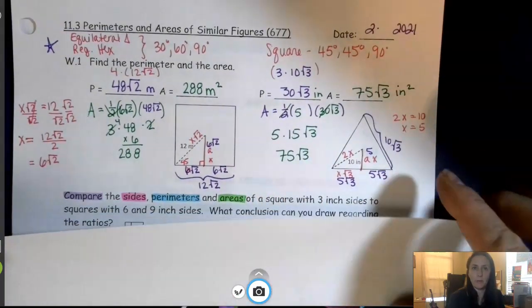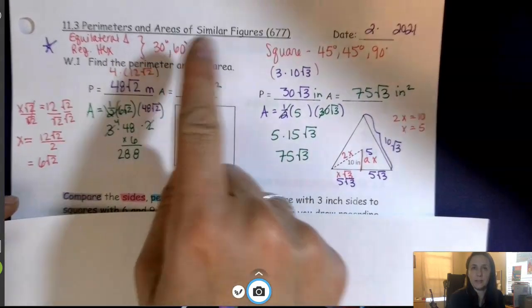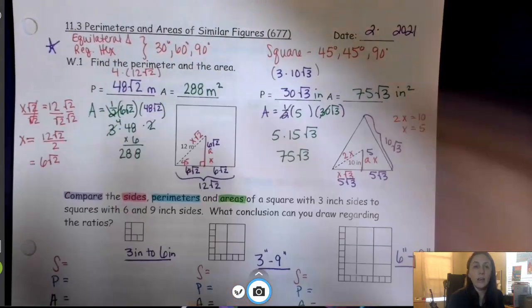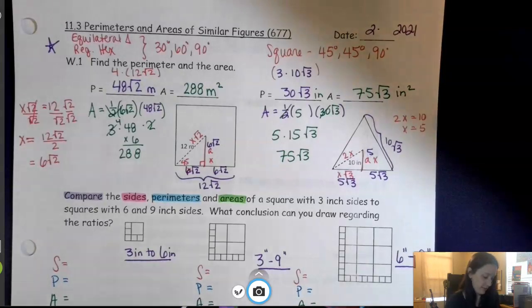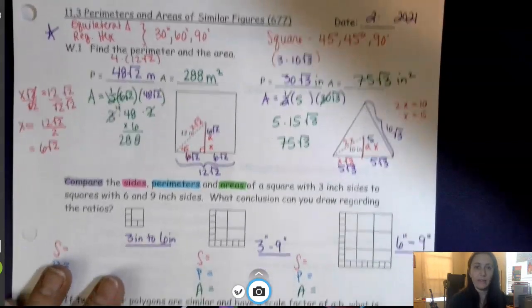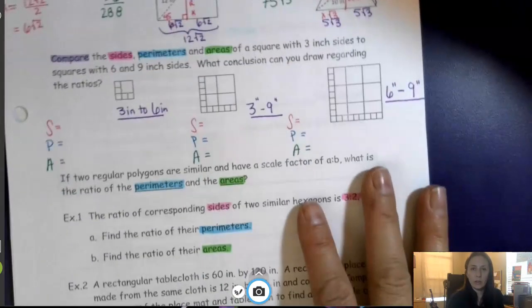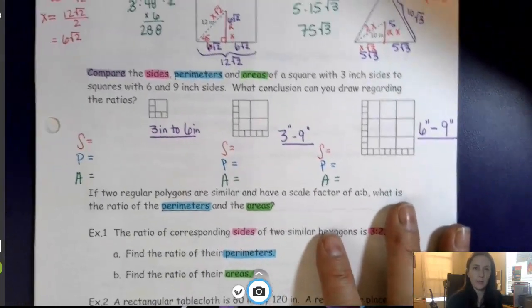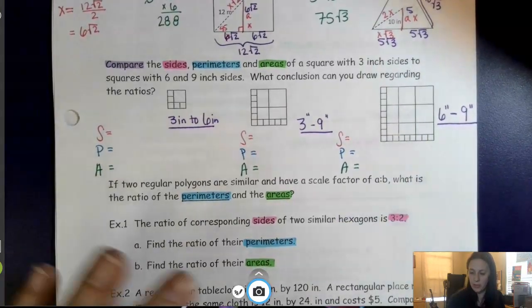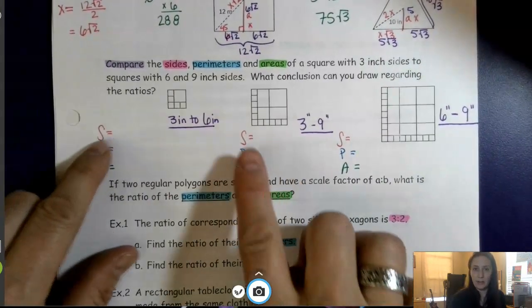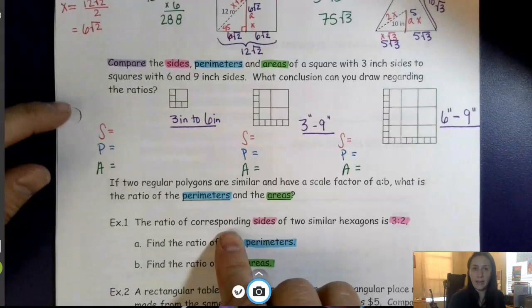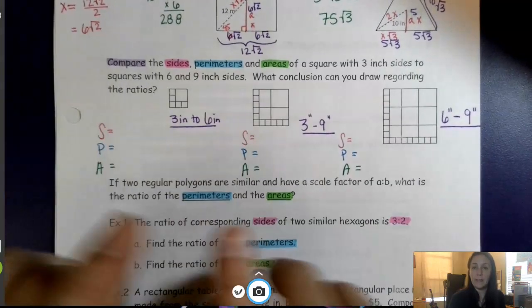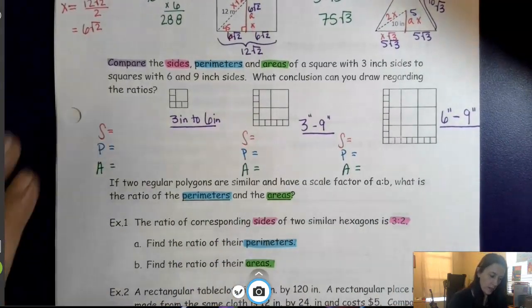Going on to the next part, what we're talking about today is perimeters and areas of similar figures. This is a pretty nice section. I actually kind of like this section. I'm going to color code to compare: the sides will be in pink, the perimeters will be in blue, areas will be in green. I have a pen and a highlighter in each color. I want to find the side, perimeter, and area of each of the figures here, so I want to compare them.